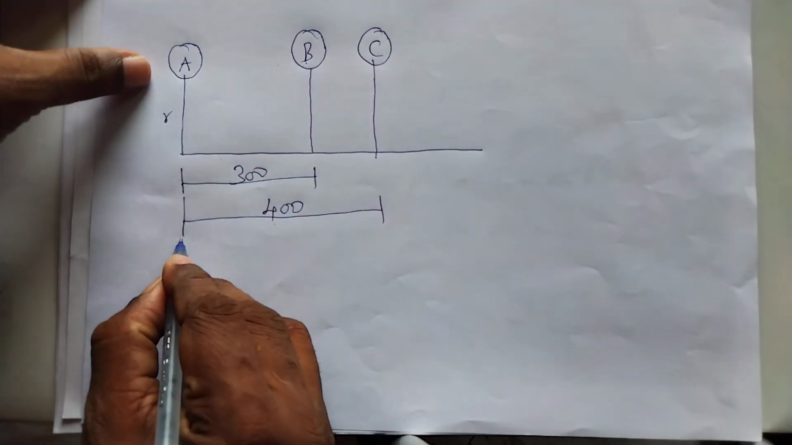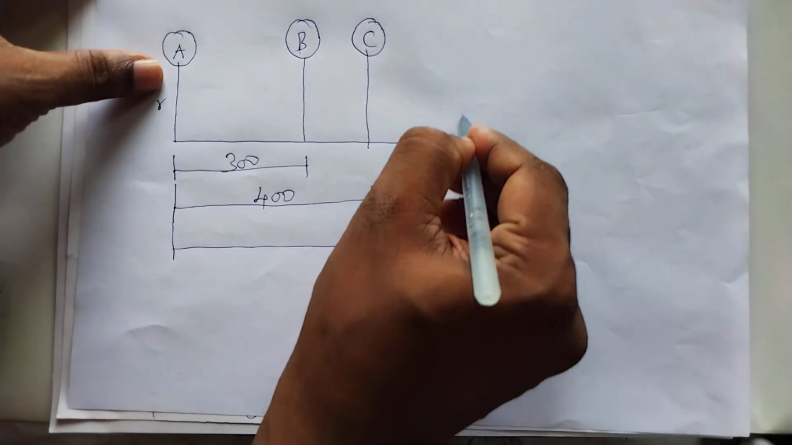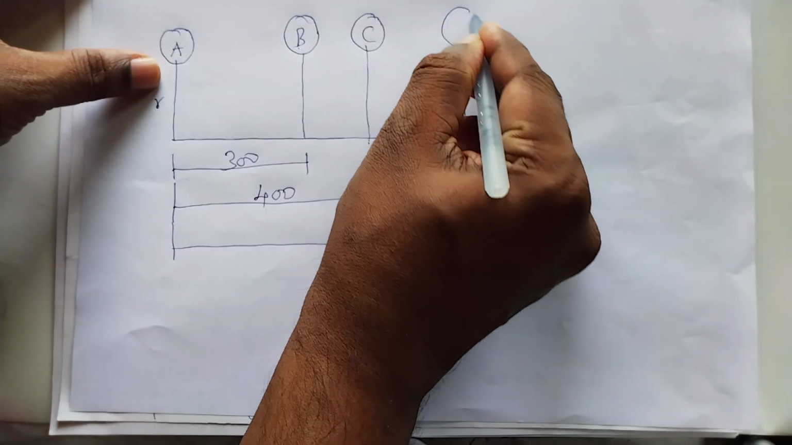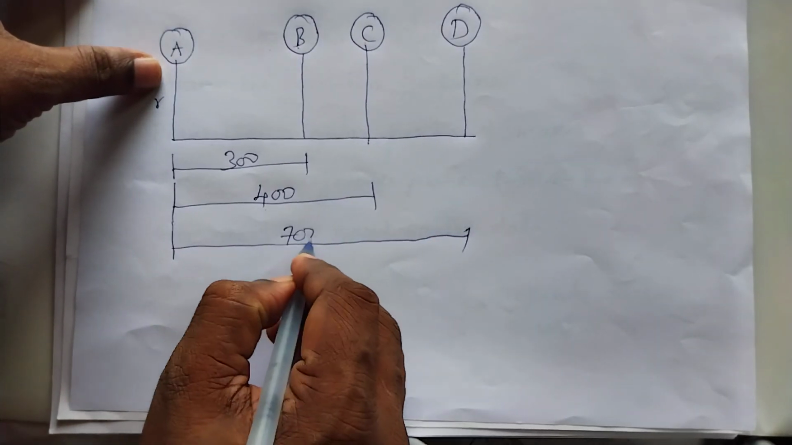So this is A position. From here you have to take 700 mm and draw the D mass. So this is 700 mm.